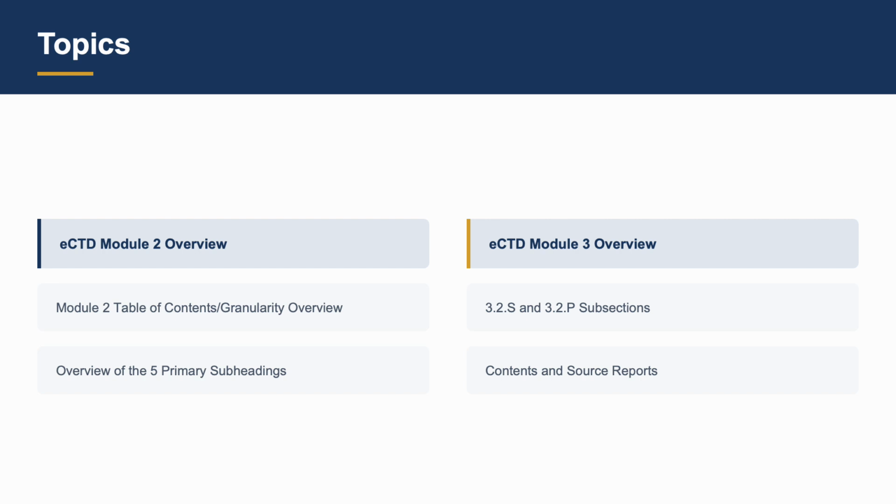The second half of our lecture will transition to eCTD Module 3 overview. Here we will examine the detailed structure of Module 3, with particular emphasis on the 3.2.S drug substance subsections and the 3.2.P drug product subsections. We will also discuss the types of source documents that feed into Module 3 and the practical considerations for compiling this module.